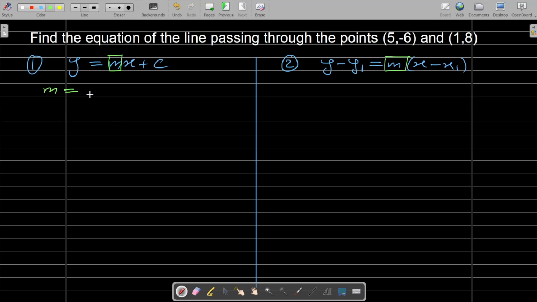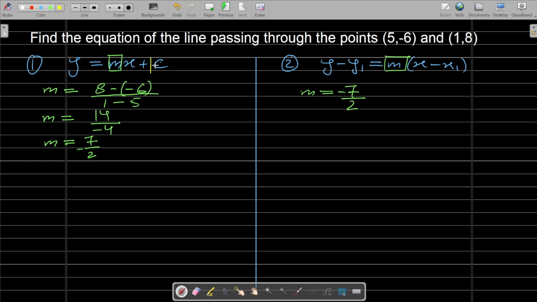So m is equal to y2 minus y1 over x2 minus x1. So this will give me m is equal to 14 over -4. So m will be equal to -7 by 2. So -7 by 2 is the value of slope. Now this same slope can be used over here as well. Instead of doing the working again, I can just use this slope right here, -7 by 2.